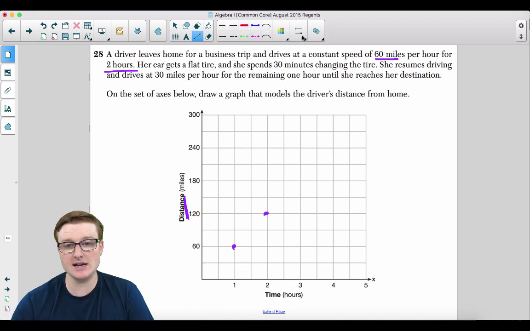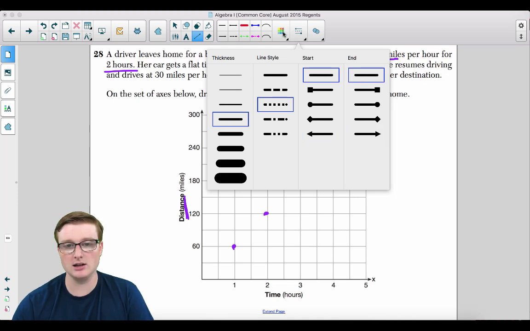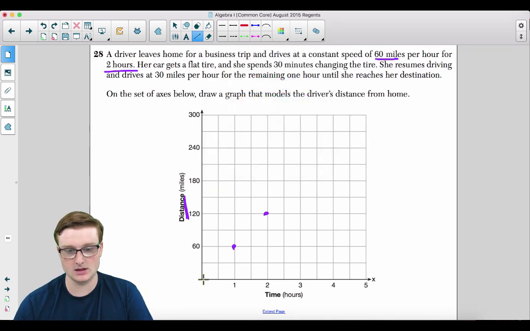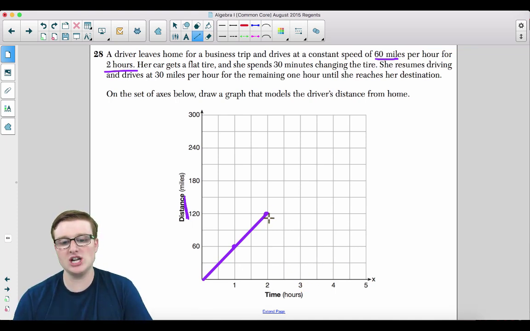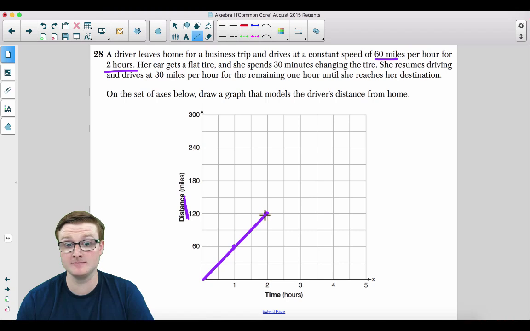Okay? So what I'm going to do here is I'm just going to draw a line just like this. Oops. I want it solid. There we go. Okay, just like that. So this is her driving at 60 miles an hour. Then she gets a flat tire and spends 30 minutes changing the tire. Now notice the interval here. This is from 2 to 3 hours. And each individual line shows a half. So she changes it for 30 minutes. You should know that 30 minutes is equivalent to 1/2 hour. So this section right here is her fixing the flat tire.